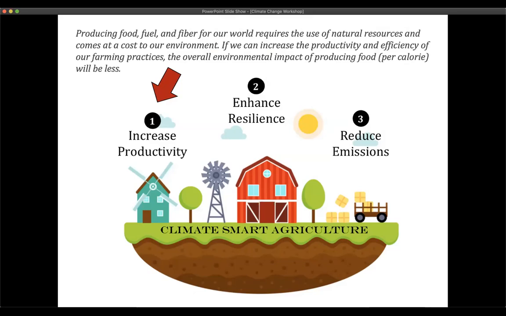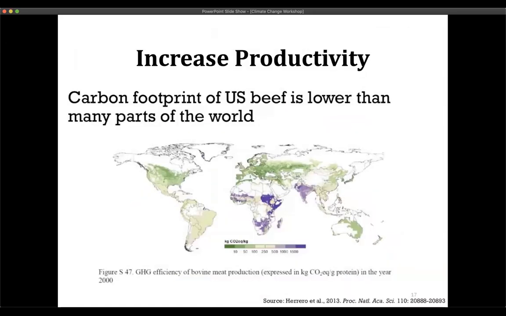So if we increase the productivity or the efficiency of our farming practices, our overall impact on the environment is less. Obviously less in comparison to the nutrients that we are producing. We could count calories, we could count protein, however we're using that measurement, but increasing productivity. Let me give you an example, kind of going back to cattle.